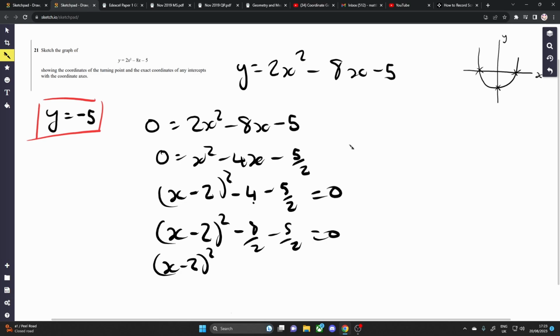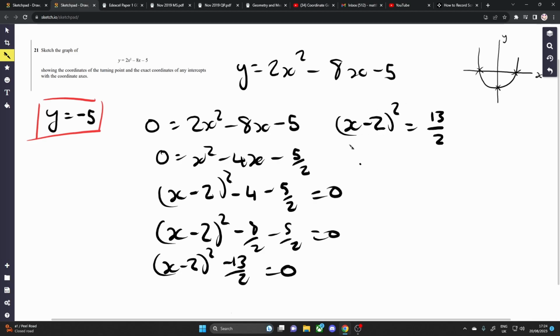Just converted that 4 into 8 over 2, so it's easier for me to combine these to 13 over 2. So I hope you can see how we've gotten this.